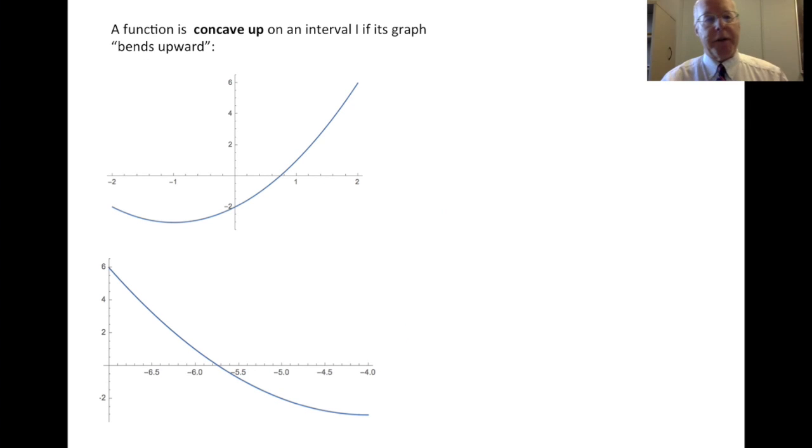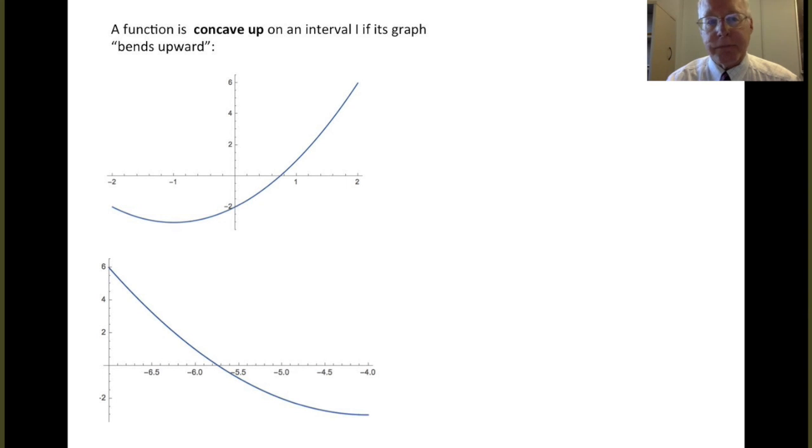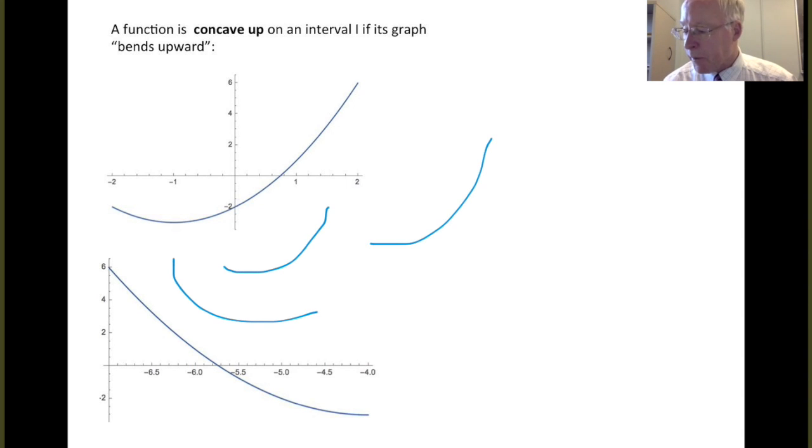So we start with some definitions. The bend is called the concavity of a function. Let's suppose we have a function defined in an interval I. We say it is concave up on the interval if its graph bends upward. A lot of people say these graphs are smiling, and sometimes they say these graphs hold water in some respect. Those are called concave up.